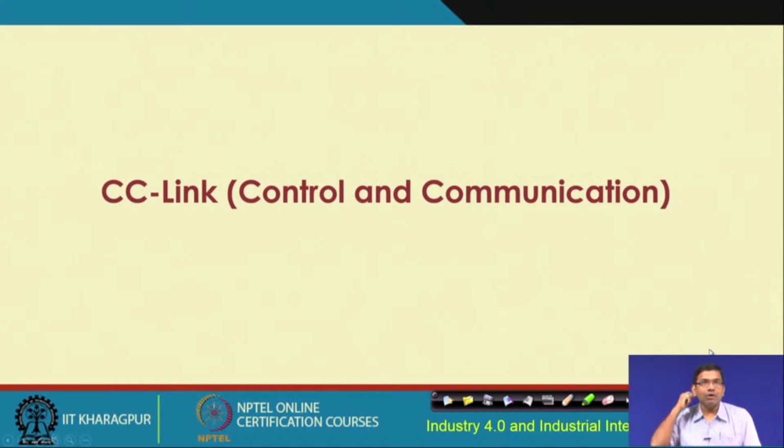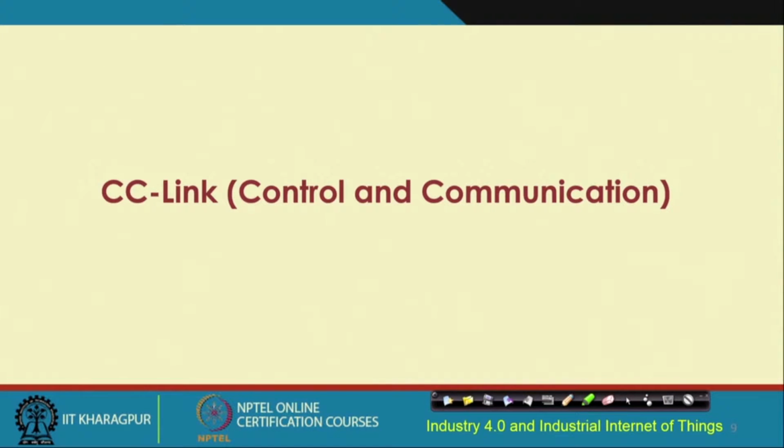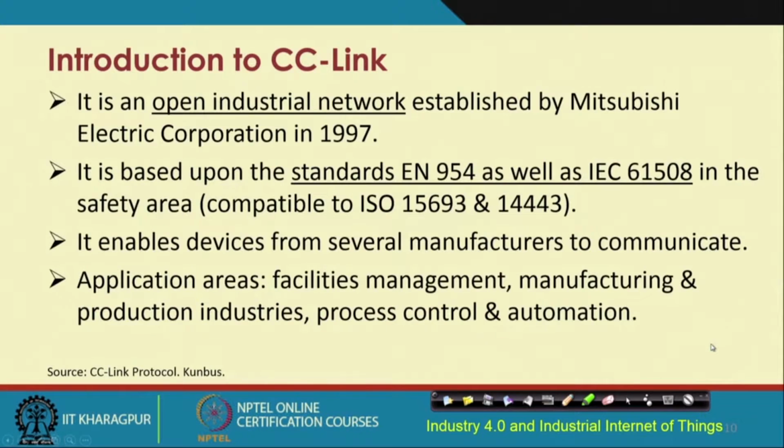Next comes this protocol, the CC link. CC stands for control and communication, control and communication link protocol, CC link. This is basically an open industrial network protocol.